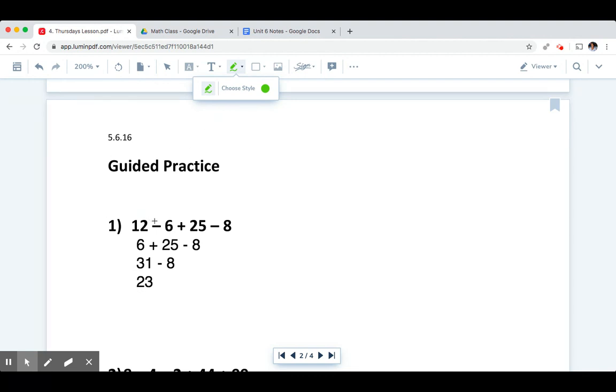Number 1, I see that the only operations involved are addition and subtraction, and there are no parentheses. So that means I solve from left to right. So my first step will be 12 minus 6, and that got me 6. And I rewrote everything else. My next step will be 6 plus 25, and that gets me 31. Then my last step will be 31 minus 8. So my final answer will be 23.